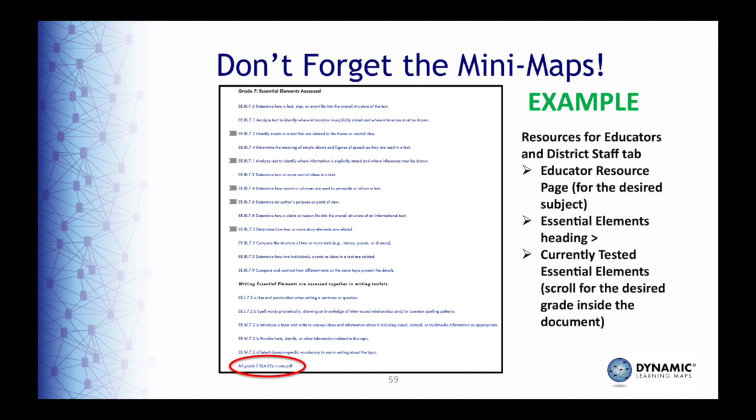Many times, comparing the linkage levels across the essential elements for the grade is helpful because the same or similar linkage level skills may appear for multiple essential elements. To that point, while clicking each essential element individually within the currently tested essential elements resource is certainly an option, all of the essential elements and their mini-maps can be accessed in a single PDF listed at the end of the grade in the currently tested essential elements resource.